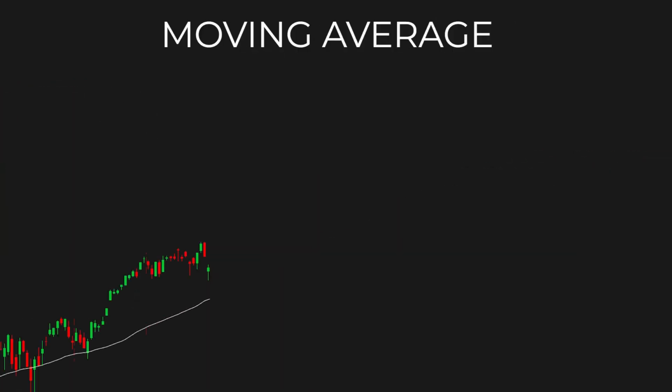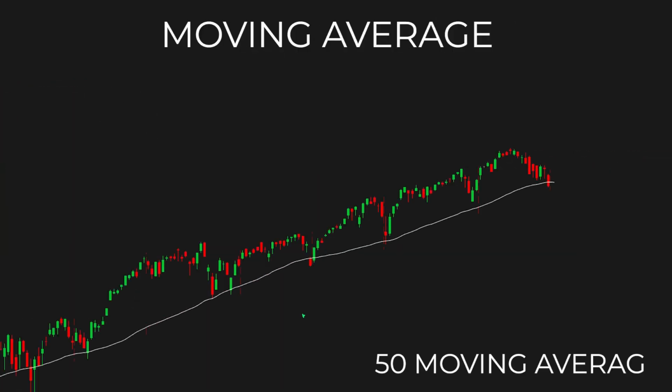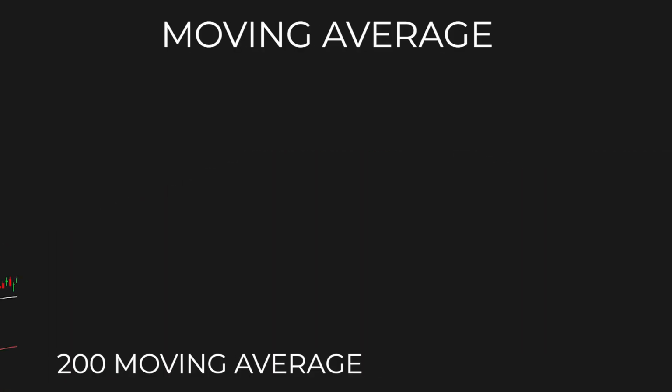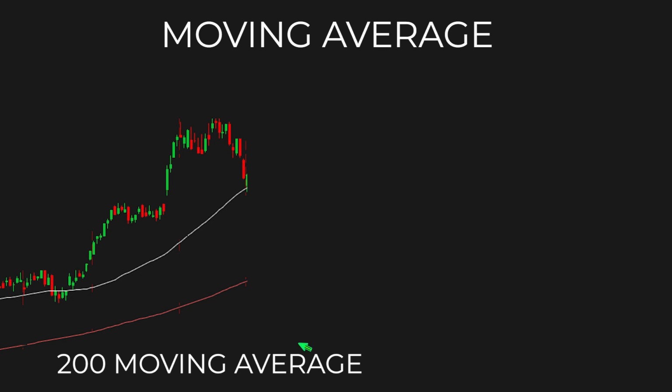Here's an example of price action in an uptrend. The 50 moving average has an upward slope. Look where it acted as support along the way. Another important moving average is the 200-period moving average. It is represented by the red line.